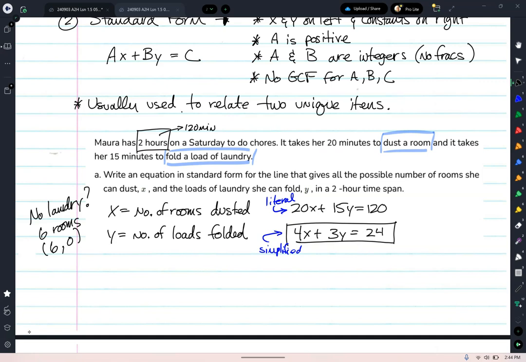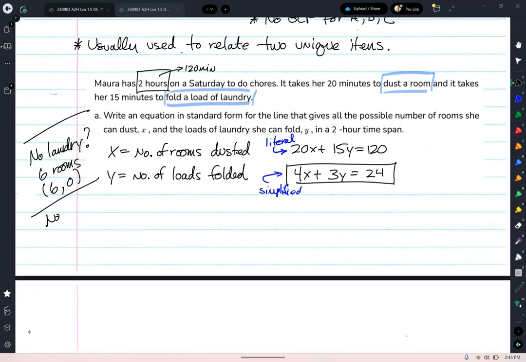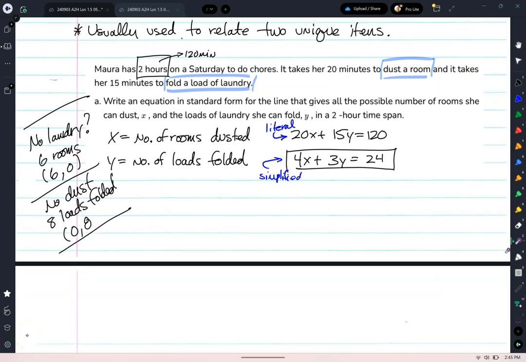How about if she did no dusting? Why don't you fill in what you think would go here based on what we just did? Go ahead, write it in. Put 8 loads folded, no dusting. She can fold 8 loads of laundry, right? So we have the extremes of these situations. No rooms dusted, how much laundry can she fold? No laundry folded, how many rooms can she dust?